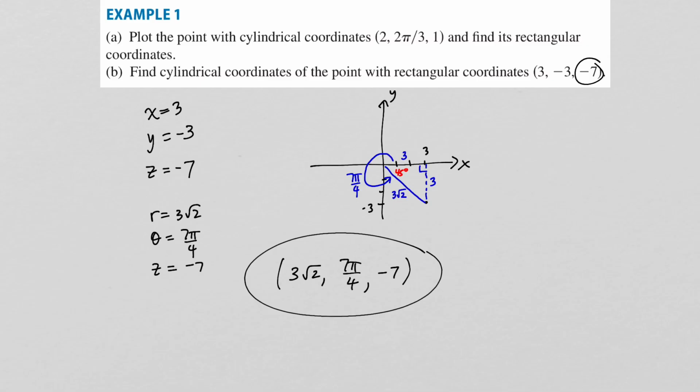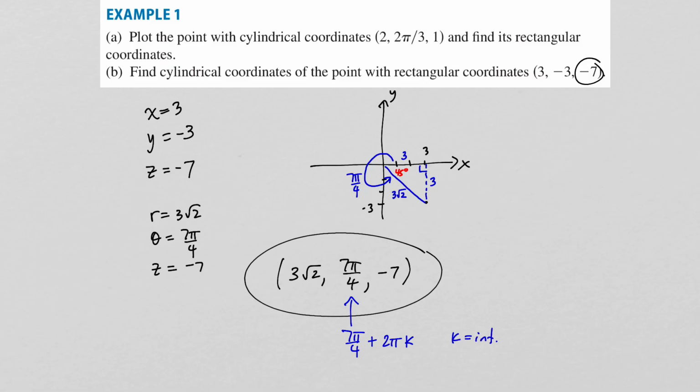Now, I should also remind you that this is not a unique answer because the angle here can be any angle that is coterminal with 7 pi over 4. So I can replace 7 pi over 4 with 7 pi over 4 plus 2 pi times k, where k is equal to any integer.